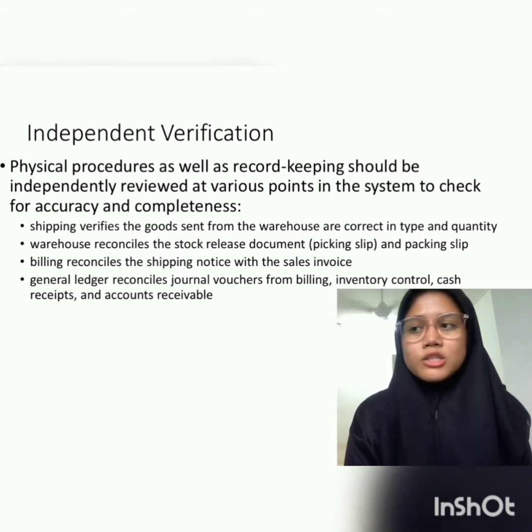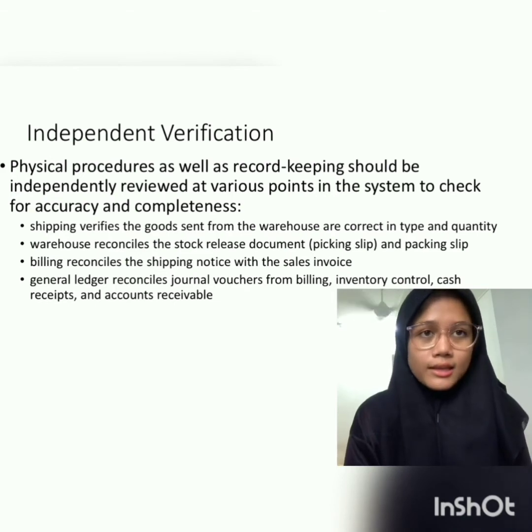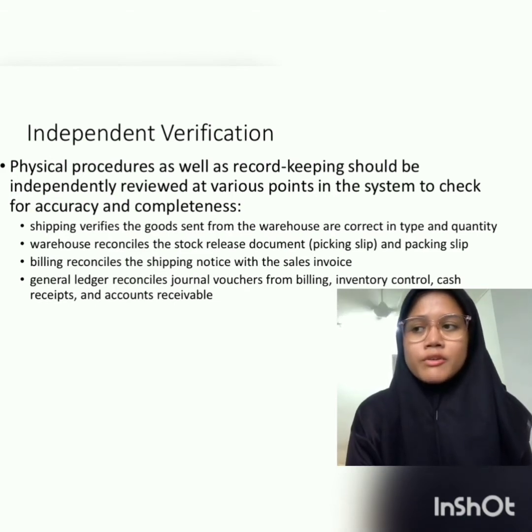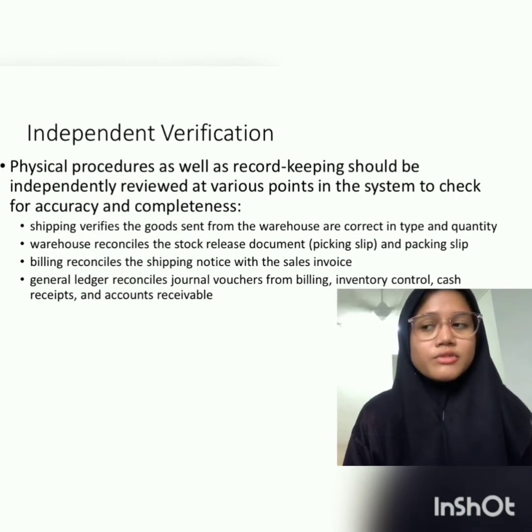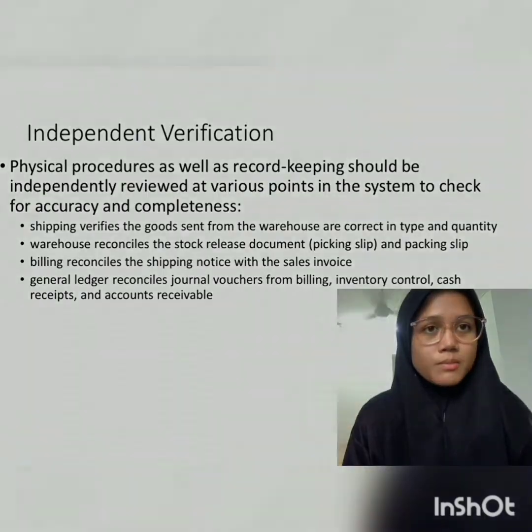Dengan shipping verifies the goods sent from the warehouse and correct in type and quantity. Warehouse reconciles the stock release document and packing slip. Billing reconciles the shipping notice with the sales invoice, and also general ledger reconciles journal vouchers from billing, inventory control, cash receipts, and accounts receivable.